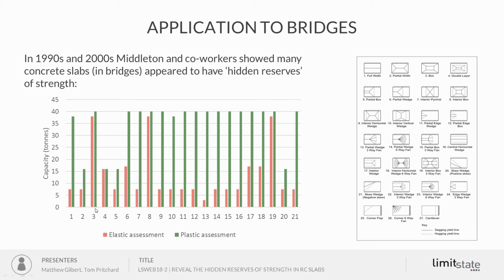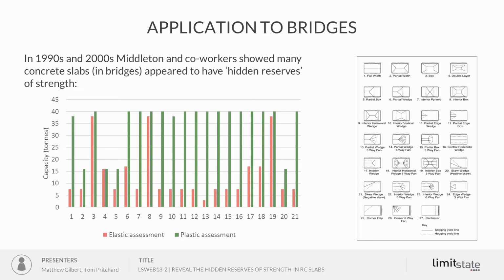So what we see on the screen is the elastic assessment results shown in the red bar and the plastic assessment in green. And here's the target 40-ton assessment. On the right hand side you can actually see a library of all the different yield line patterns that the software that Middleton and co-workers wrote to do the task in hand. So what they were doing was basically cycling through all these different yield line patterns in order to find the critical one for a particular bridge problem under consideration.